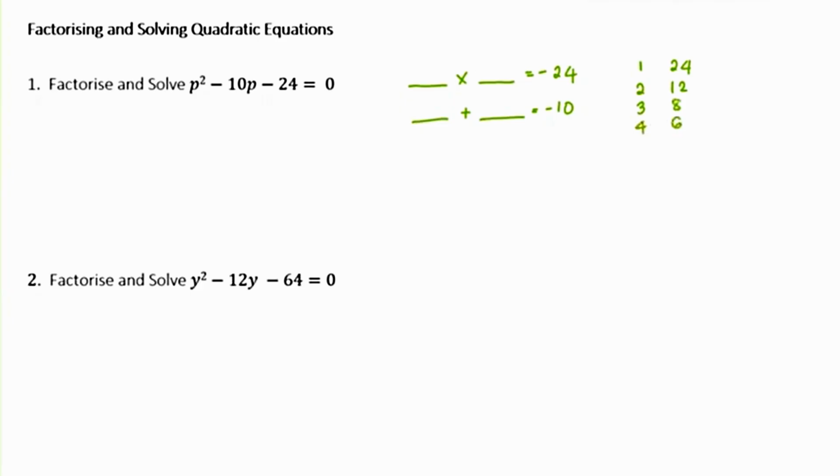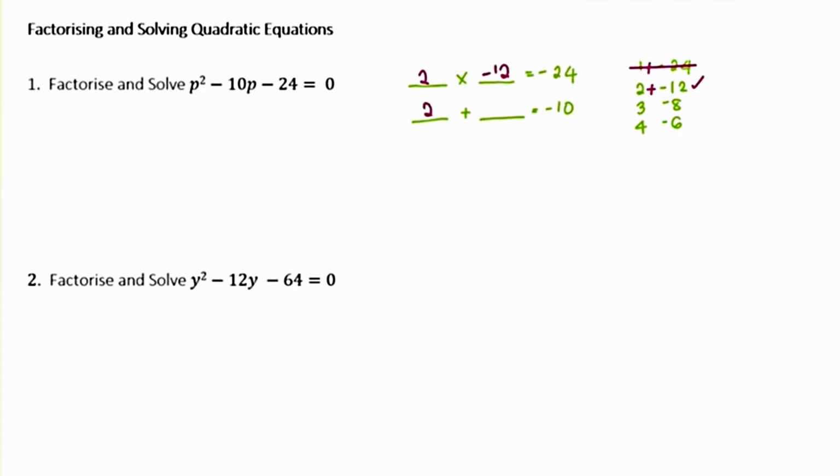Now, because we are multiplying to get a negative number, that means only one of the factors would have to be negative. To decide whether the smaller factor or the bigger factor is going to be negative, we have to look at the sum. We are adding to get a negative number, which means the bigger factors would all have to be negative. So if we look at adding 1 and negative 24, that would give us negative 23. If we look at adding 2 plus negative 12, that gives us negative 10. So those are the two factors that we are going to use.